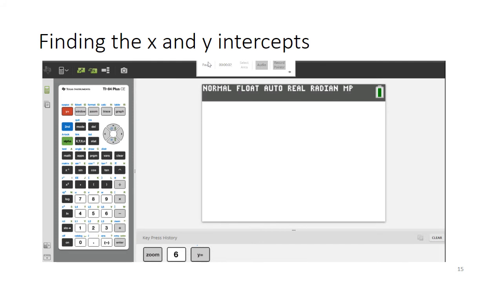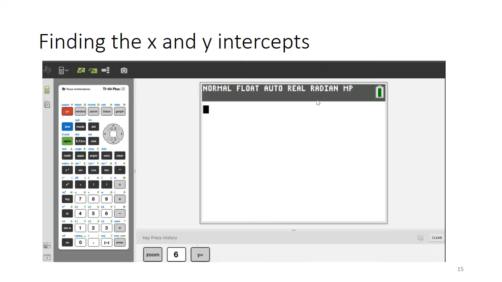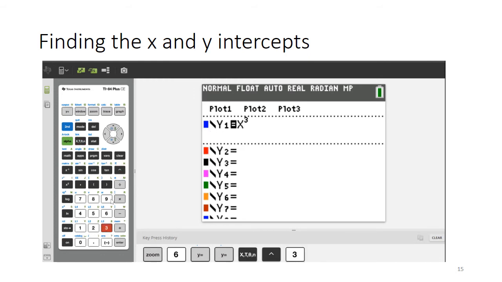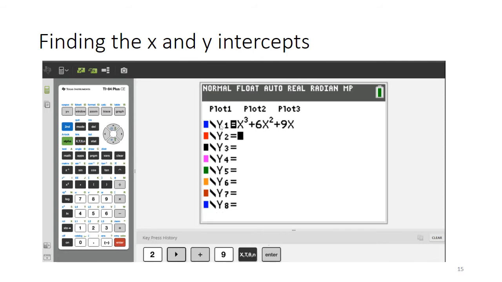Okay, so let's plot this on a graphics calculator. You should be familiar with how to plot a graph on a graphics calculator. It would be on the y equals button on the top left corner. Let's just type it in. We want to plot x to the power of 3 plus 6x squared plus 9x. Enter. So y1 is saved.